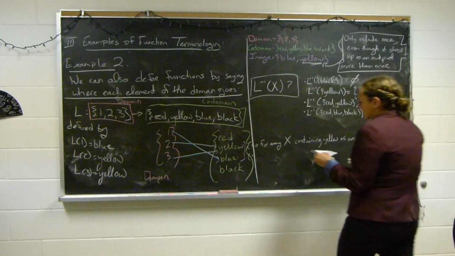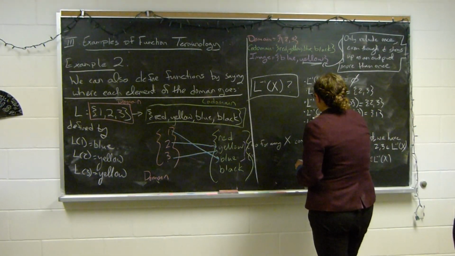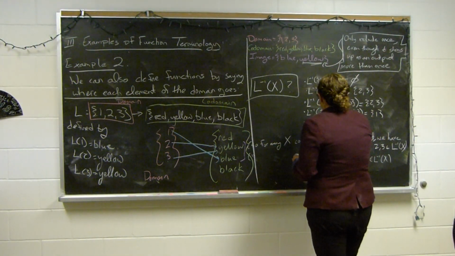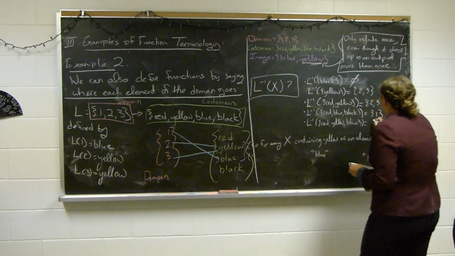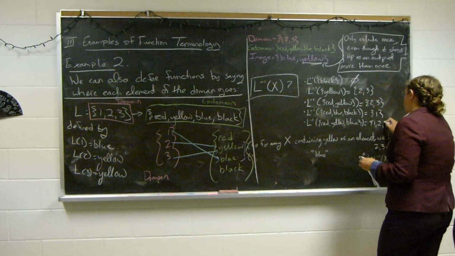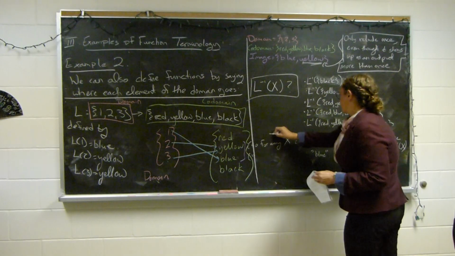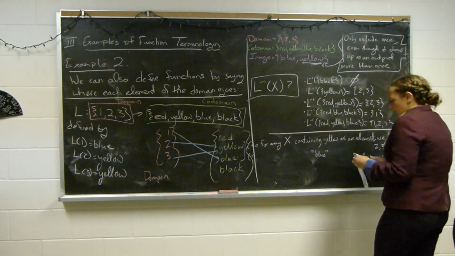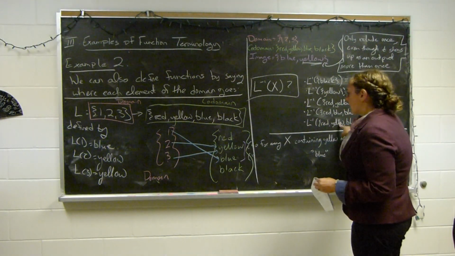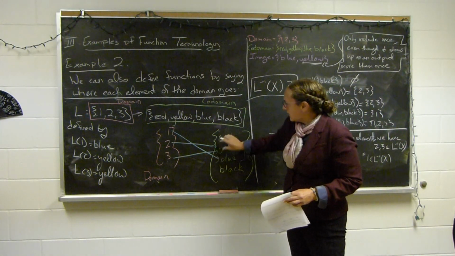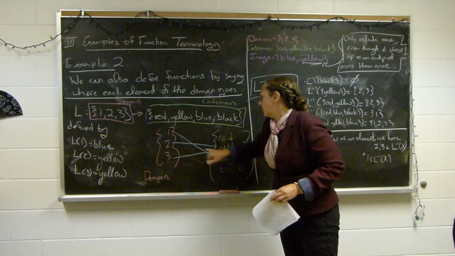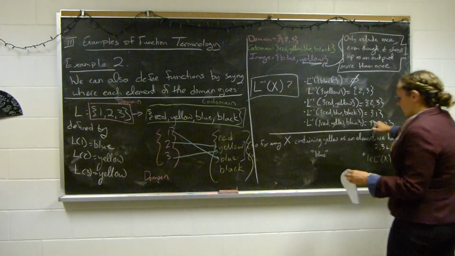Okay, and then my last one, so I have L inverse of red, yellow, and blue. If I look at the previous, I'm going to get 1, 2, and 3. So how did I get that? I'm looking at red, yellow, and blue. Nothing maps to red, 2 and 3 map to yellow, 1 maps to blue, so I needed to include 1, 2, 3.